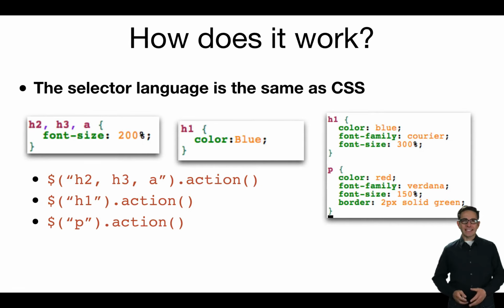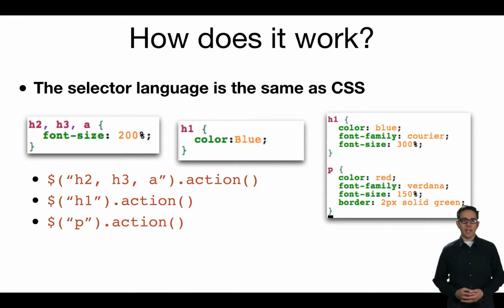Well, for starters, the selector language uses the same language as CSS. So if you remember from our discussions of CSS, we had a couple examples of formatting that was placed in a separate style sheet. We had on the left there an H2, H3, A tag, and that was code that said that this font size of 200% should apply to all of the H2 and all of the H3 and all of the A tags in our HTML document. The middle example of CSS says that the color blue should be applied to all of the H1 elements in our document. And on the right, we see two different rules.